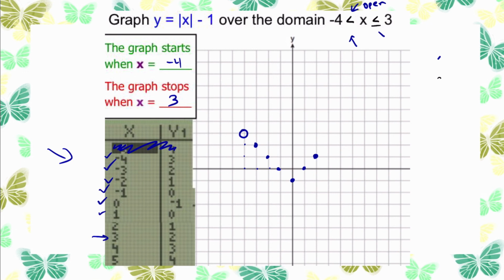Do I want an open circle or a closed circle? Closed. So 3, 2, closed circle. And I'm not going to plot these because they go beyond my domain. And I connect my points as straight as possible, and that is it.